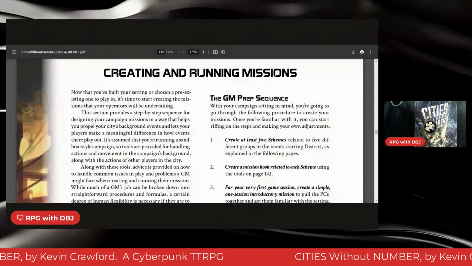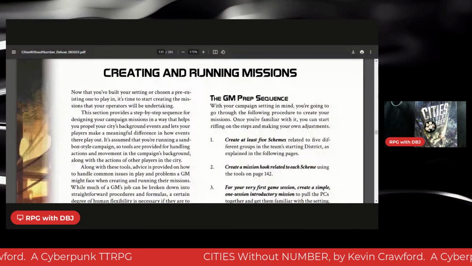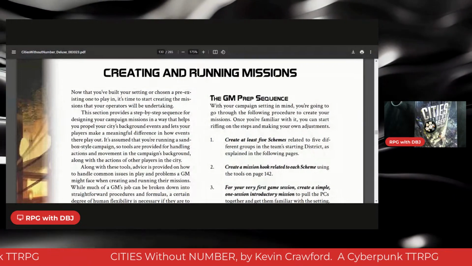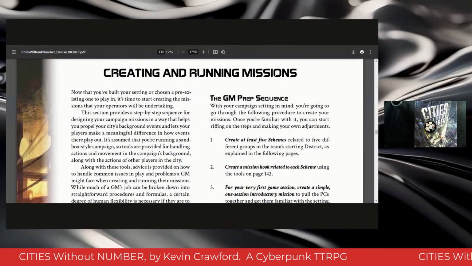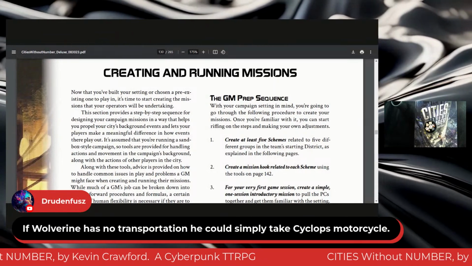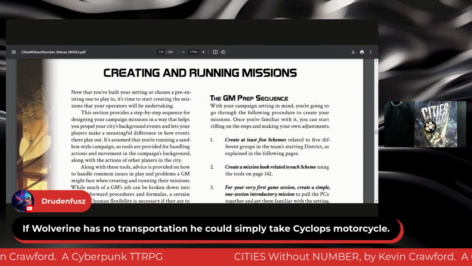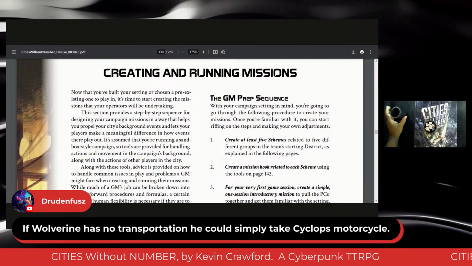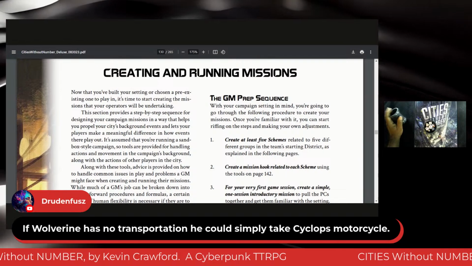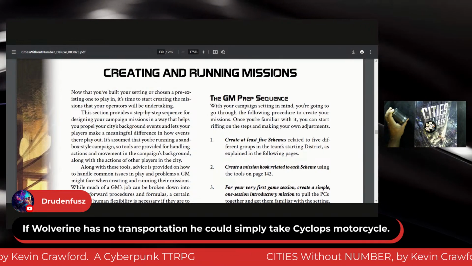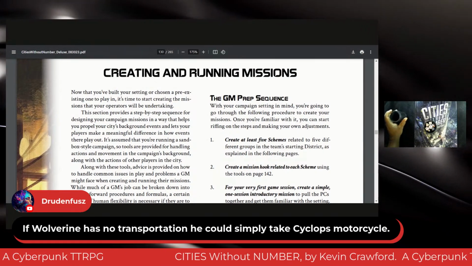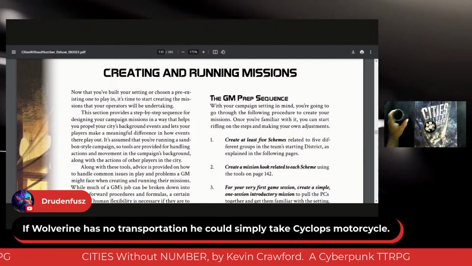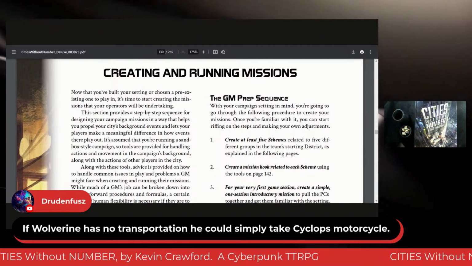Okay, you made me do it, Drew. I'm going back. Yeah, I know, I was being sarcastic. Yeah, if Wolverine has no transportation, he could simply take Cyclops' motorcycle. He's always taking Cyclops' stuff, including, dare I say, his woman. That's horrible to say, but it is kind of like teenage stuff like that.